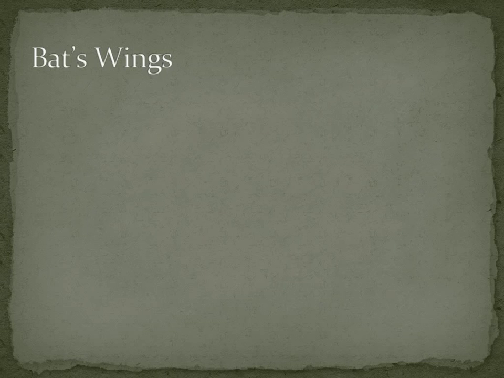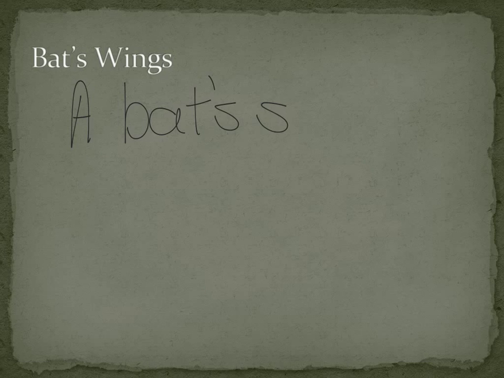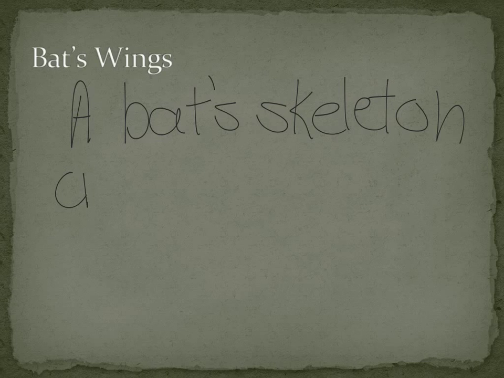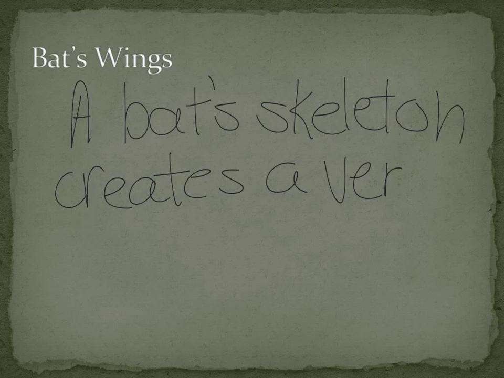I was excited to write this paragraph because when I read the text, it was interesting to know that the bat was so unique that its skeleton was what made the wings. Oh, I think I just got my idea. Let's try this. A bat's skeleton creates a very unique animal.